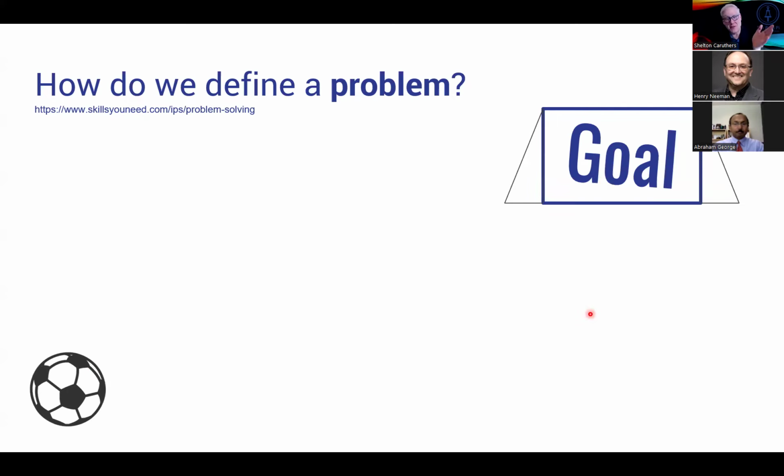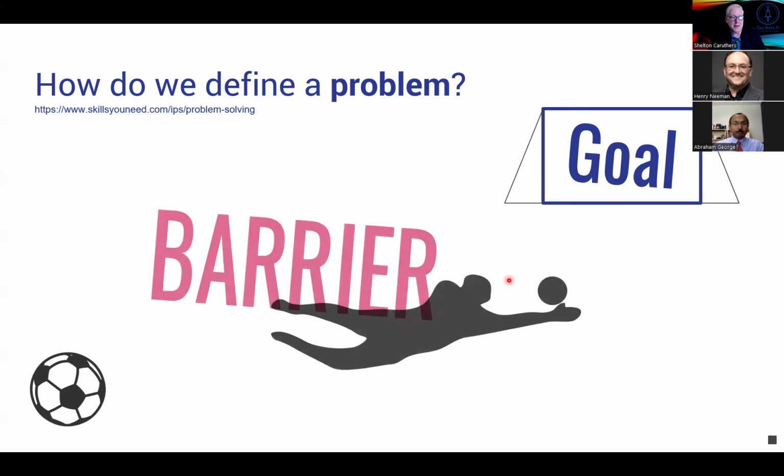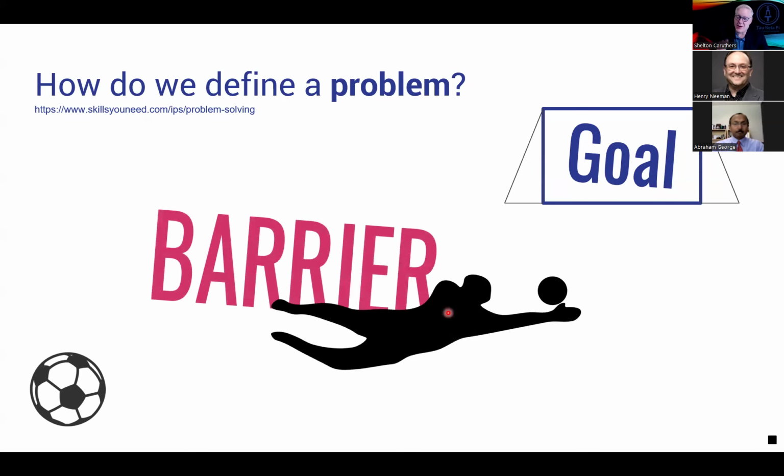And I think with the FIFA World Cup going on right now, this is an excellent example. So our goal may be to get the soccer ball into the actual goal. And the problem is that goalie who's standing between us, or some other player, right? It's the barrier. Maybe it's the huge field. But the barrier is the problem. The goalie is the problem.